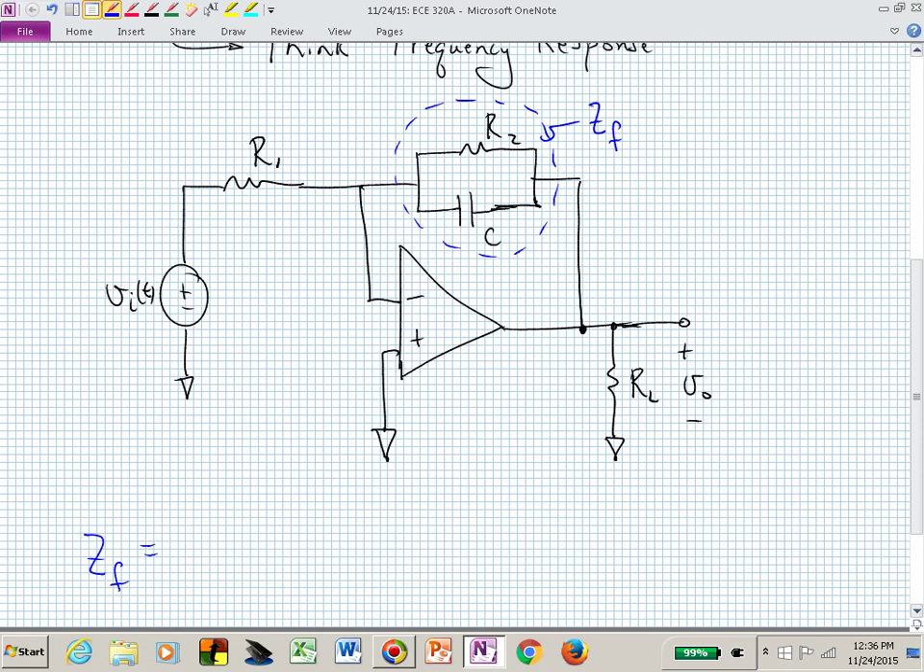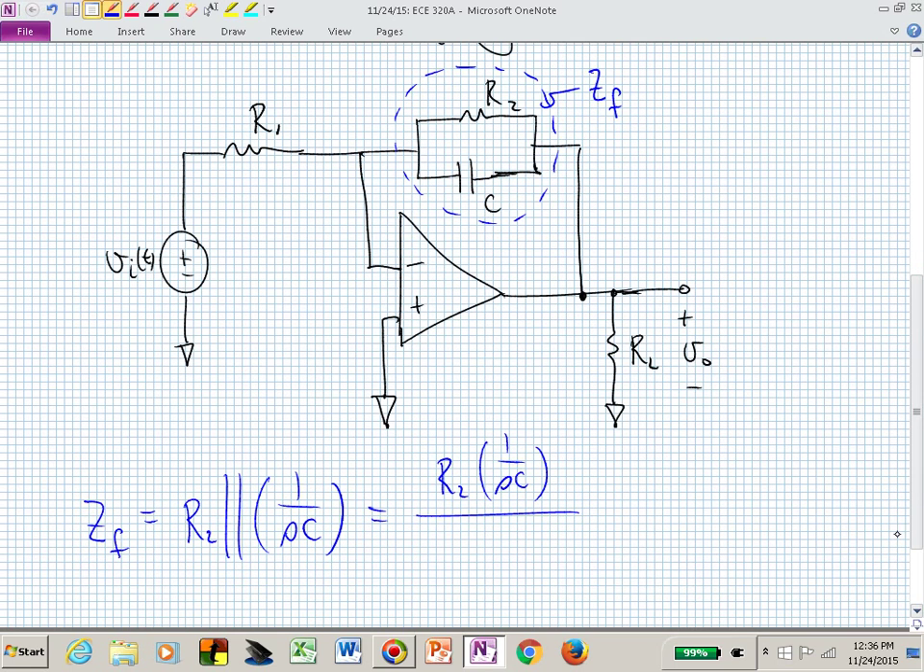That impedance Z sub F is just the parallel combination of R sub 2 and the impedance of the capacitor. So we could say that's R2 in parallel with 1 over SC. So now we have R sub 2 times the impedance of the capacitor, 1 over SC, divided by their sum.